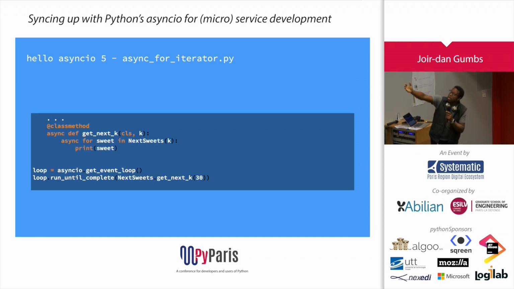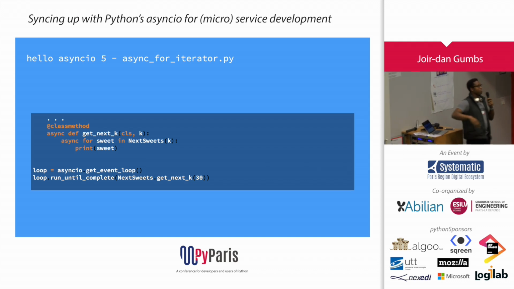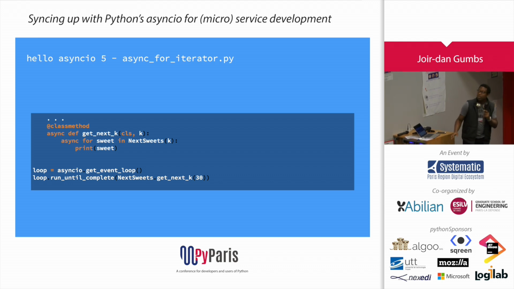And then implementing and actually using it, all I do is I've got async for suite in next suites of k, and then print suite. Very simple, very similar to using regular iterators. All these examples, I have a GitHub if you're interested in grabbing them and playing around with them. So I'll try to release that link later in case you're interested.